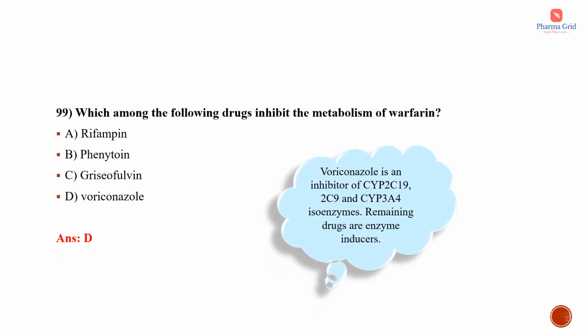In one of our previous discussion videos, we have seen about enzyme inducers as well as enzyme inhibitors. So among the options given, rifampin, phenytoin and griseofulvin are all enzyme inducers. Only voriconazole is an enzyme inhibitor. Voriconazole is an inhibitor of CYP2C19, CYP2C9 and CYP3A4 isoenzymes. The remaining drugs are all enzyme inducers.